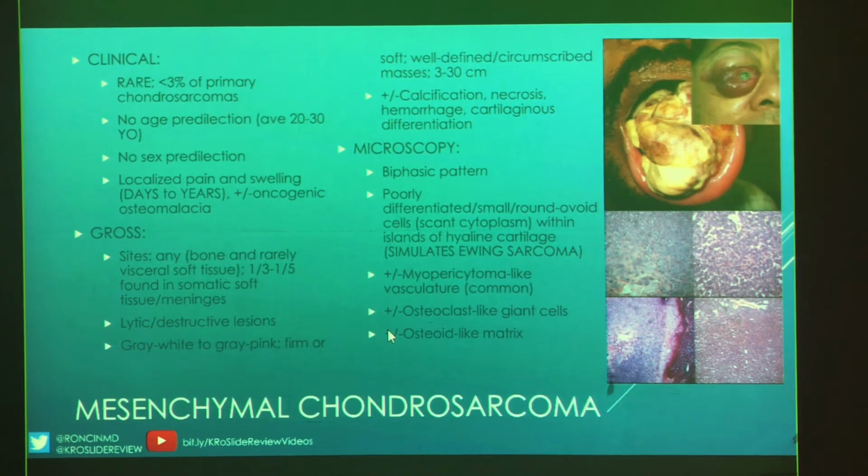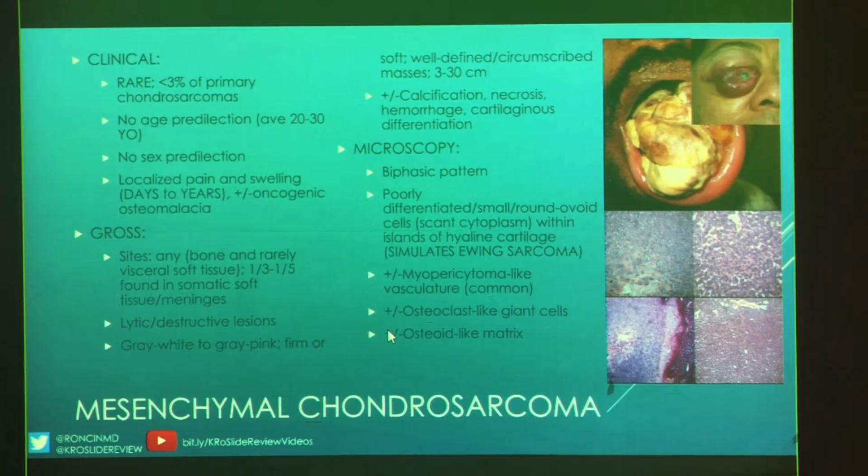These are very destructive lesions that tend to be gray pink or gray white. They can be firm or soft. They are well defined, and a huge range in size again, from 3 centimeters to 30 centimeters or 1 foot in size. You may or may not see calcification, necrosis, hemorrhage, or cartilaginous differentiation with them. Definitely with our case, it didn't look like it was fully at chondroid differentiation, but there was some chondroid elements to it on microscopy.